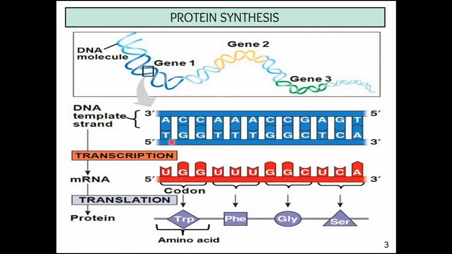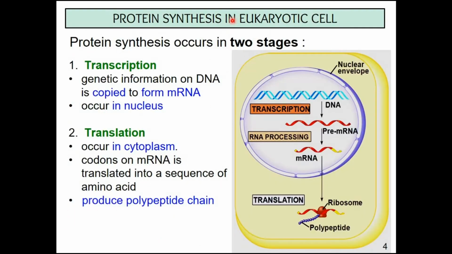So, protein synthesis melibatkan dua proses, which is transcription and translation. Transcription adalah menghasilkan mRNA from DNA. Meanwhile, translation adalah untuk menghasilkan protein from mRNA. So, protein synthesis in eukaryotic cell occurs in two stages. Transcription, which is the genetic information on DNA is copied to form mRNA, macam cikgu cakap tadi, dan this occurs in the nucleus. So, kita akan dapatlah pre-mRNA dulu sebenarnya.